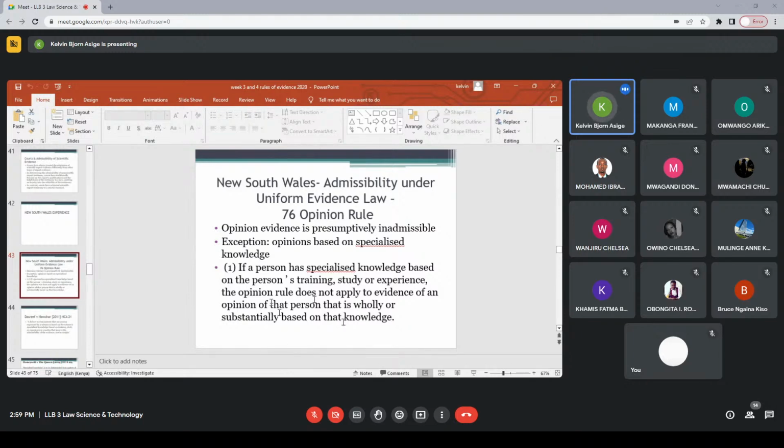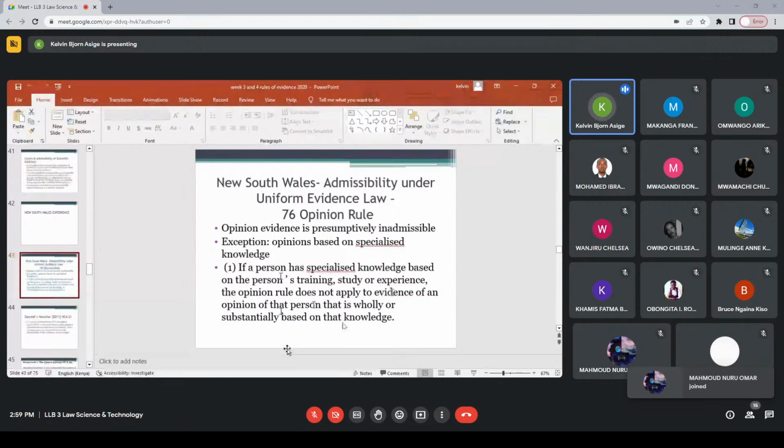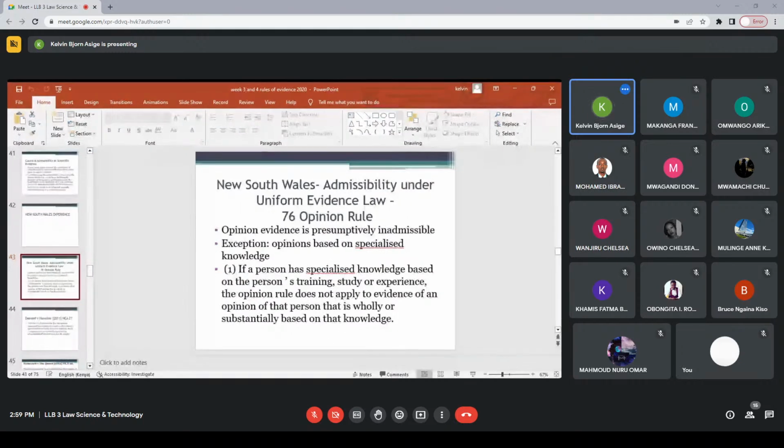So a carpenter can give an opinion based on his knowledge, based on his training or experience of carpentry. An opinion that he gives based on the study, training, or experience of carpentry will be allowed. It will be admissible. But the general rule is opinion evidence is not admissible in court, and that's the only exception, where it is based on training, study, and experience. Are we together up until there? Are there any questions?